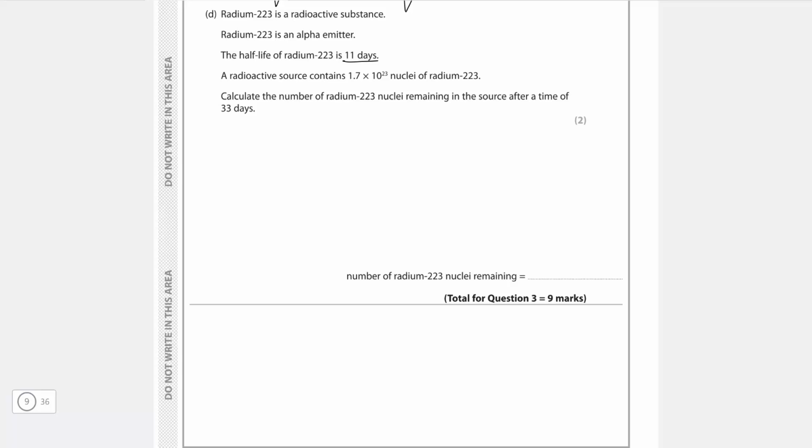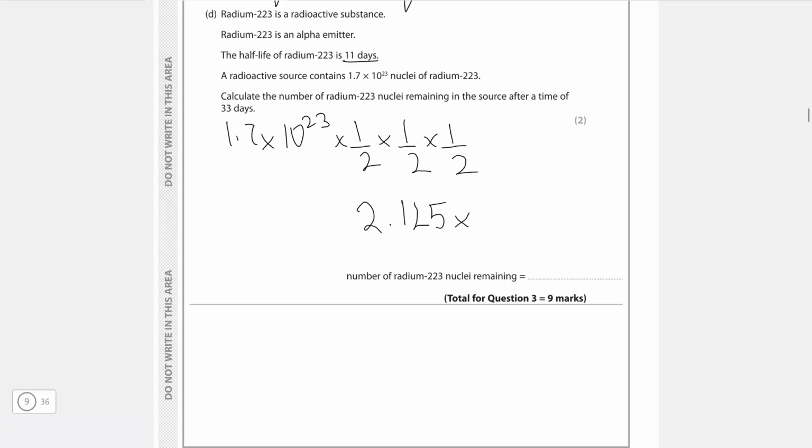So therefore, to calculate it, what I'm going to do is I'm going to take 1.7 times 10 to the power of 23. And after 11 days, I'm going to get a factor of a half. So I'm multiplying it by a half. After another 11 days, I'm also going to get a factor of a half. And after another 11 days, or a total of 33 days, I'm going to get another factor of a half. So overall, this is the same as 1.7 times 10 to the 23 divided by 2 times 2 times 2, or essentially multiplying it by half 3 times. If you were to put this into a calculator, we are going to get 2.125 times 10 to the power of 22 particles.